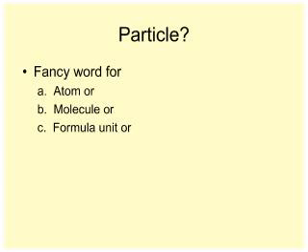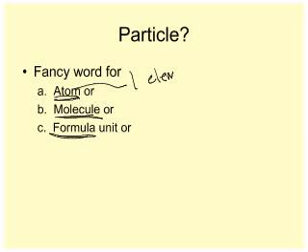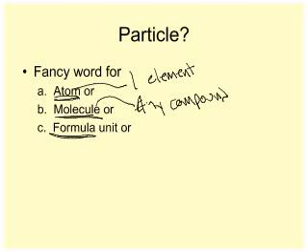So particles are so small, a mole is this. So what's a particle? A particle is a fancy word for an atom, or a molecule, or a formula unit. So what's an atom? One element. What's a molecule? I'm going to say any compound. And a formula unit is, if you want to get really picky, it's for ionic compounds only.